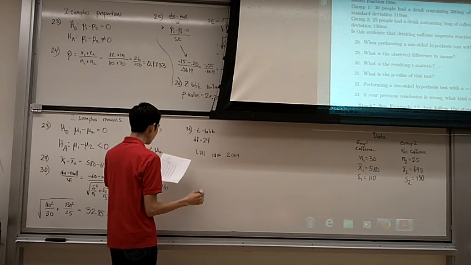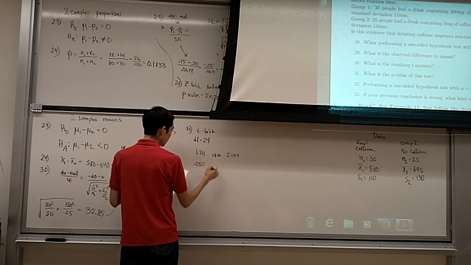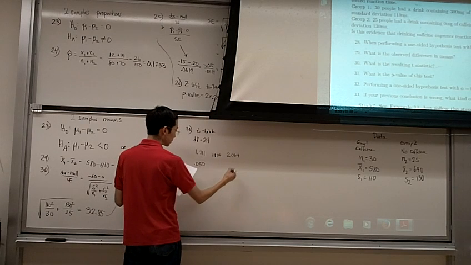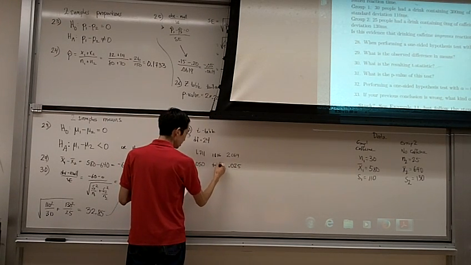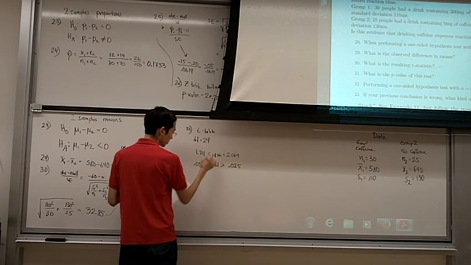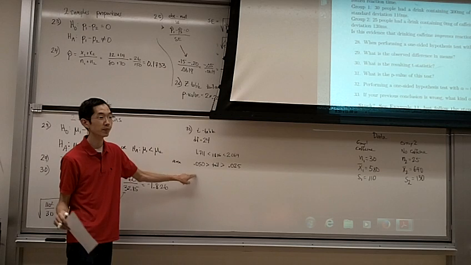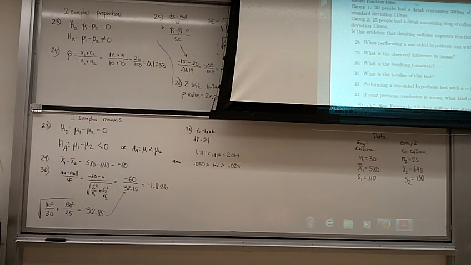1.711 corresponds to area 0.050, and 2.064 corresponds to 0.025. So my tail is going to be in between these two values. Whatever my tail is, it's less than 0.05, but more than 0.025.